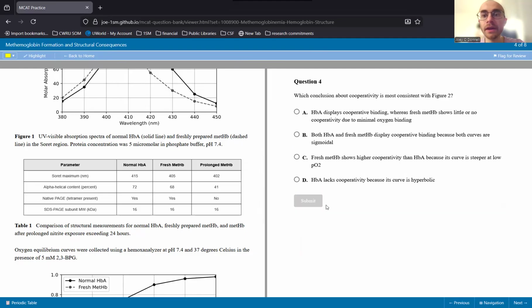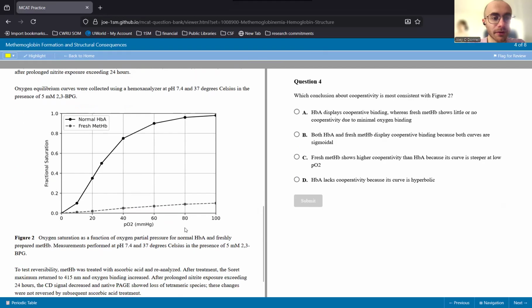Okay, question 4. Which conclusion about cooperativity is most consistent with figure 2? Remember, cooperativity, we're looking for that nice sigmoidal curve where we see significant cooperative binding. And here I see the hemoglobin has that nice sigmoidal, right? So it has a bulge out here, goes more vertical here, and then it has a bulge up here as it goes. That's very sigmoidal, and that makes sense because the idea is it gets easier and easier to add more oxygen the more oxygen's already there. Positive feedback loop, you could say. So hemoglobin A clearly has that cooperativity.